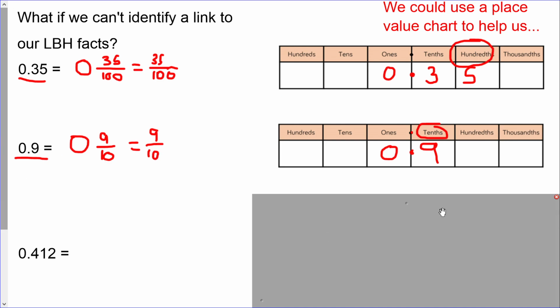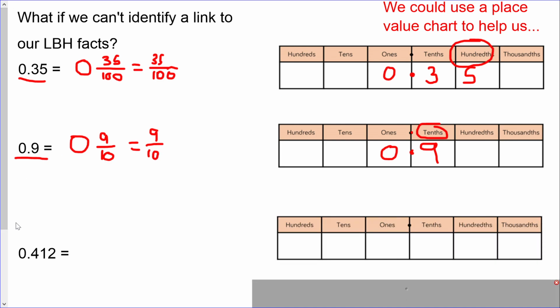Let's look at the very last one now then. Again, we're going to use exactly the same method. We're going to put 0.412 into our place value grid.